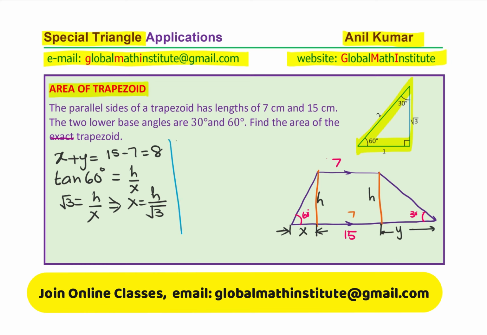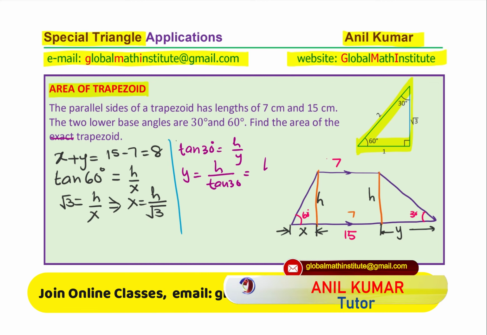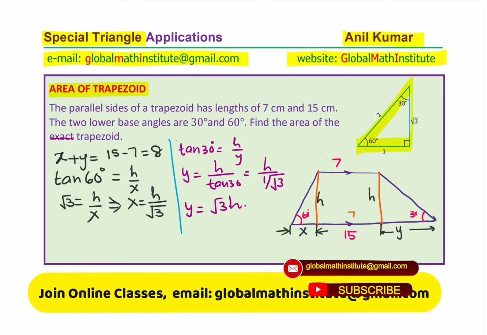Now let's find y. We can say that tan of 30 degrees is h over y, and so y is h over tan 30. Tan of 30 degrees is 1 over square root 3, so y is h over 1 over square root 3. So y basically is square root 3 times h. Perfect. So now we know both x and y in terms of the height of this trapezoid.